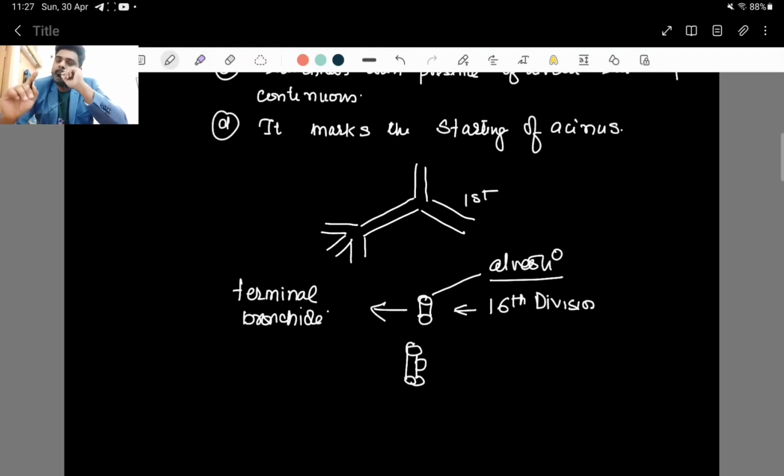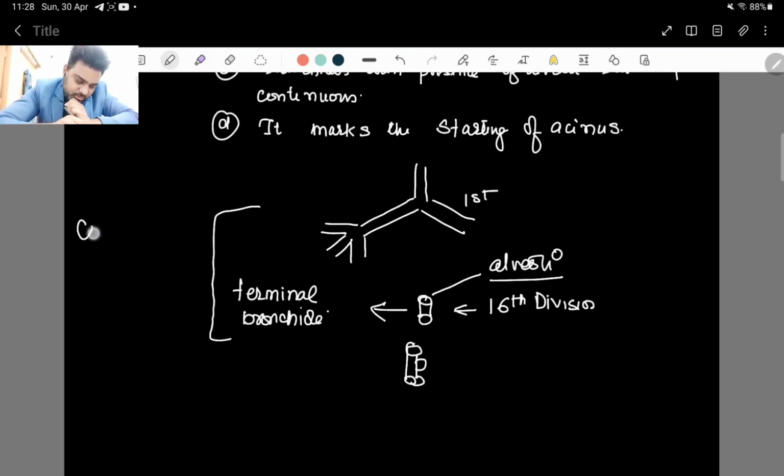In 95 to 96% of people, this terminal bronchiole occurs after the 16th division. So we can say that the terminal bronchiole occurs after the 16th division, but it is not the definition. The most distal and smallest bronchiole which does not contain alveoli is known as the terminal bronchiole. And up to the terminal bronchiole, this region is known as the conducting zone.